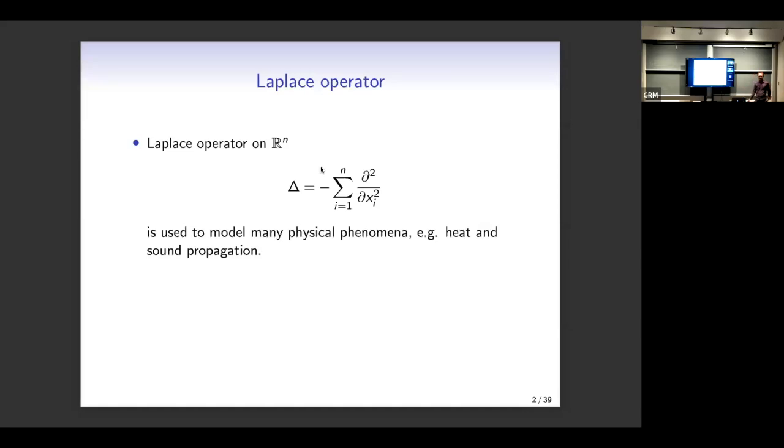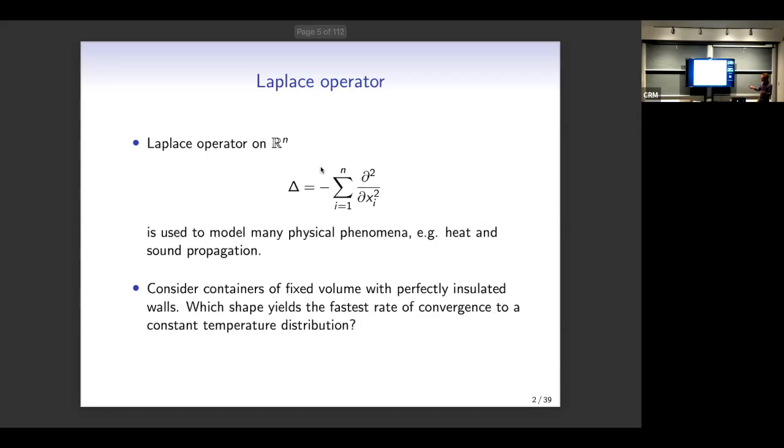There are informal ways to introduce them, so I chose one of them, talking about heat propagation. Suppose you have some container of fixed volume and isolated walls, for example an ideal room in the winter. We know that if you heat it up, the temperature eventually becomes equal everywhere. But when you heat up the room, you want the temperature to be the same everywhere as soon as possible. You don't want to heat it in one corner and have a person in another corner freeze to death before the heat actually gets there. So you would like the room to have a shape such that it propagates to constant temperature as soon as possible. That's the problem: which shape would give you the fastest convergence to a constant distribution?